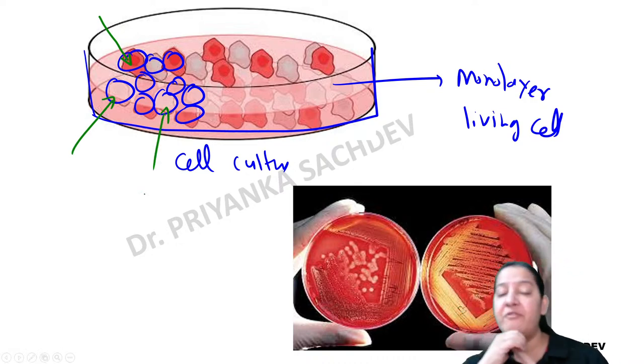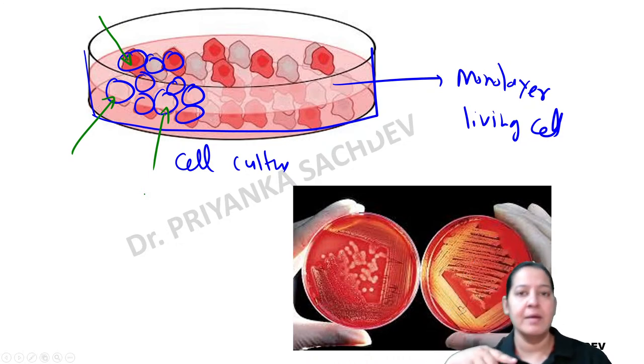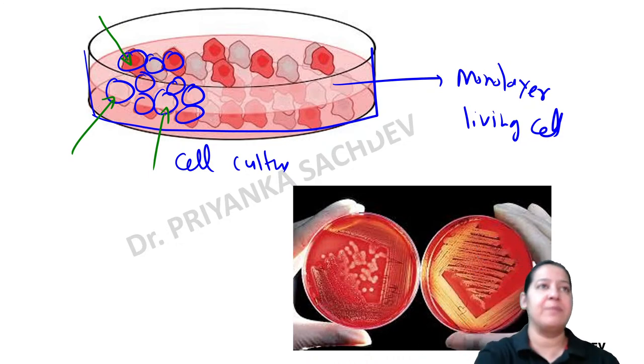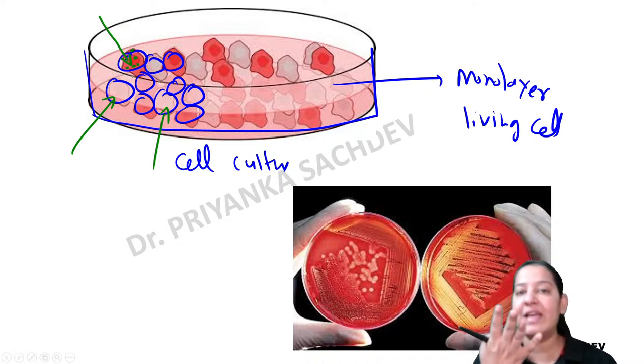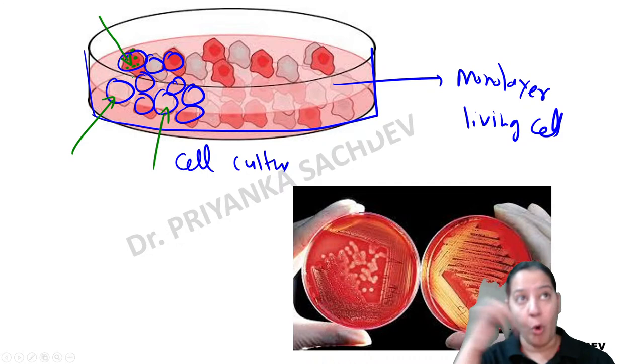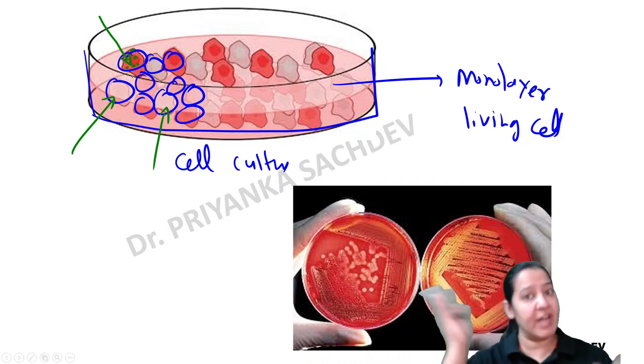What is the last step of multiplication? There were six steps. The first step is attachment. The virus will attach on the cell, then penetrate, then uncoating, then biosynthesis, then assembly, maturation. What is the last step? The last step is release. What happens in release? The host cell ruptures and the virus comes out.